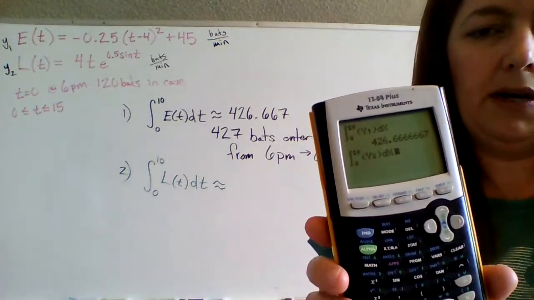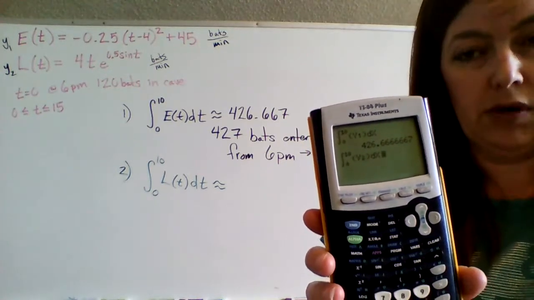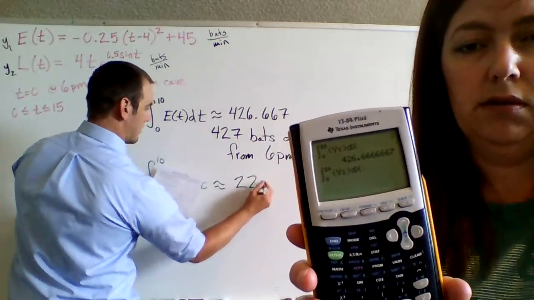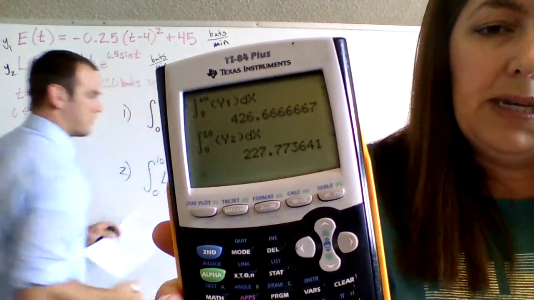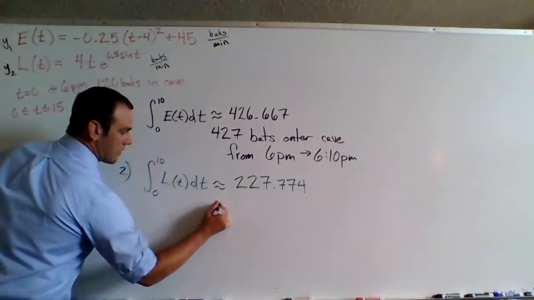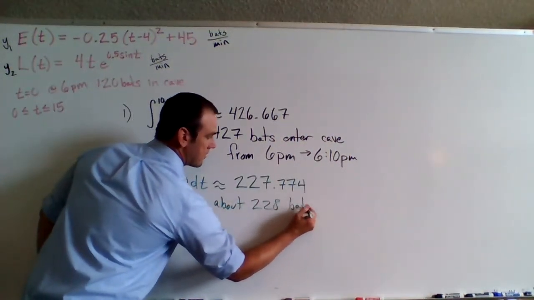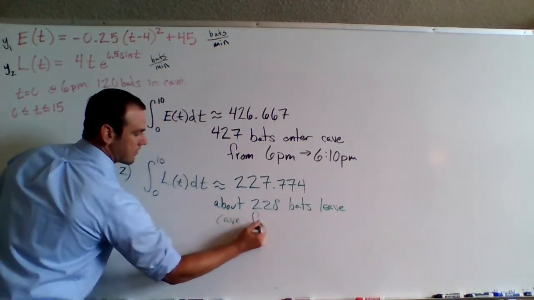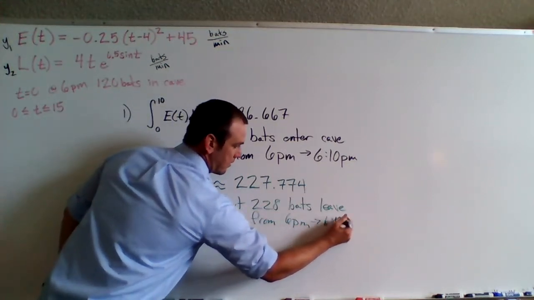Remember, when we're just talking about the number of bats entering or leaving, and we have the rates of change for bats per minute entering and bats per minute leaving, you have nothing to do with the initial condition here. So when we math 9 this, we end up getting 227.774, but that would round to about 228 bats. 228 bats leave the cave from 6 p.m. to 6:10 p.m.